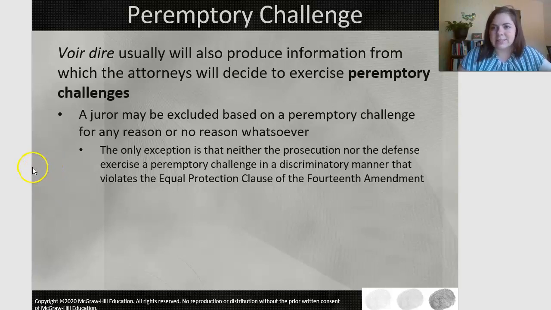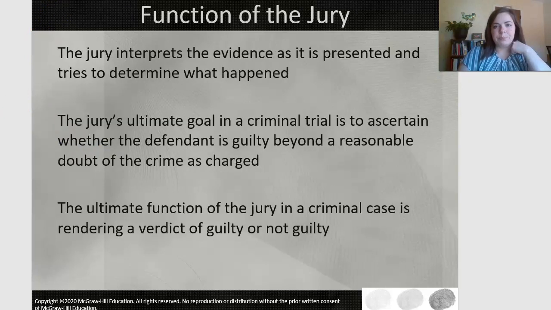Basically, they just get the sense this juror is not going to be on their side. However, neither the prosecution nor the defense can exercise their peremptory challenges in a racially or gender-based discriminatory pattern. So you cannot just exclude someone based on their race or their sex, because that violates the 14th Amendment.